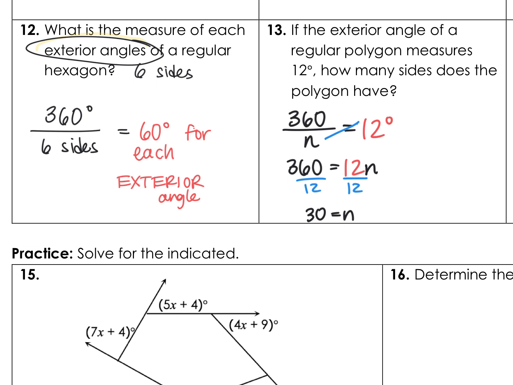Okay, so let's make sure we answer the question. How many sides does it have? It has 30 sides. What is that called? There's no special name for it. It's called a 30-gon. Okay.